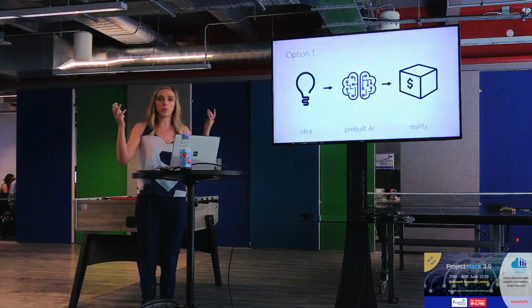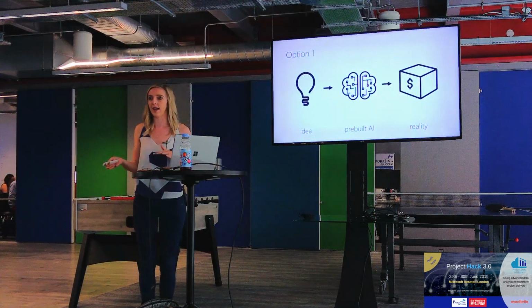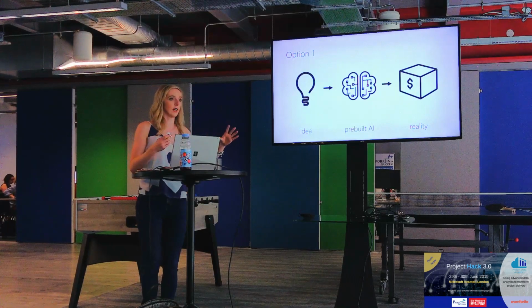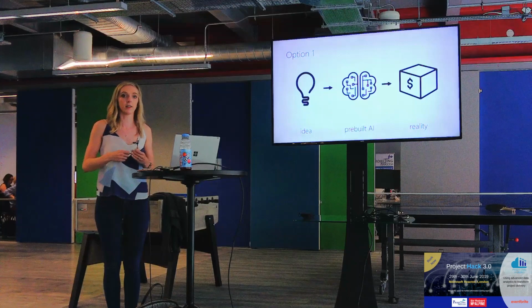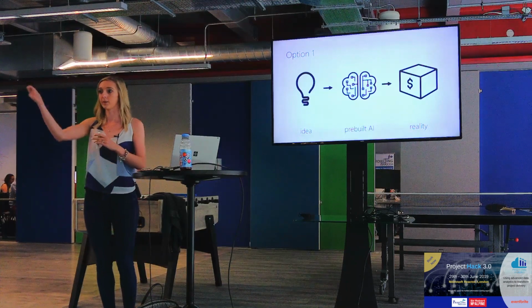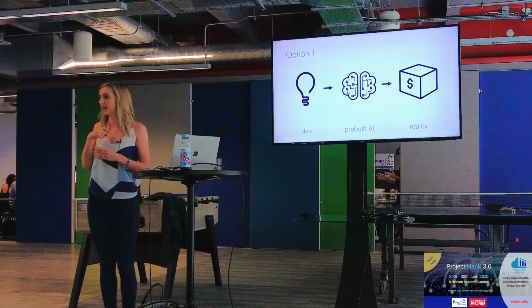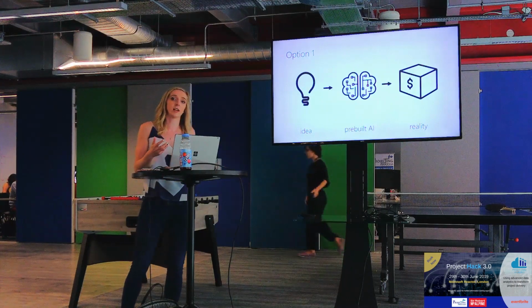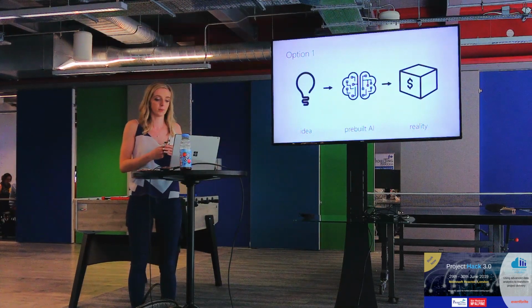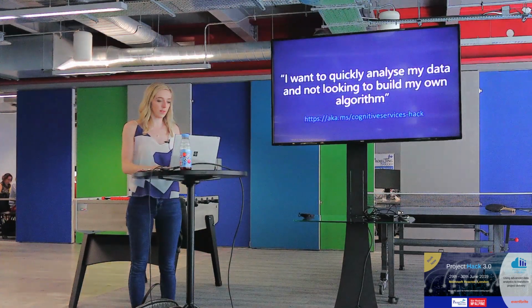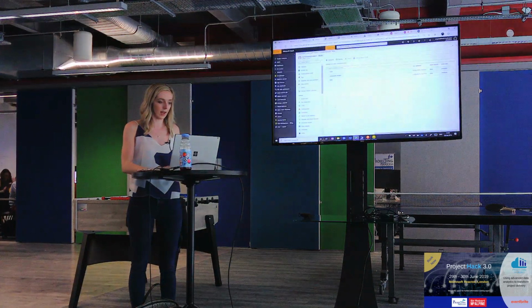So option 1, it's Prebuilt AI. So say you have an idea and you just want to use a sentiment classifier that's available in the cloud, and you just call it with a REST API and get the data back. You don't need any machine learning knowledge to actually use these, just a developer that can call it with any code. So let me show you what this looks like.